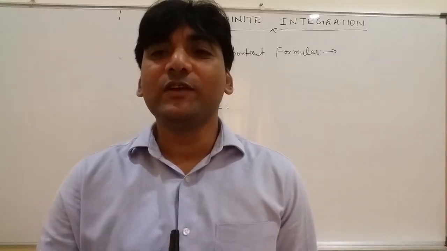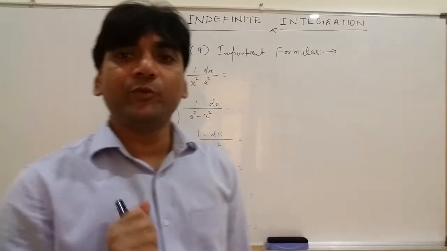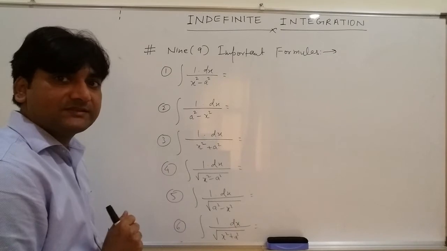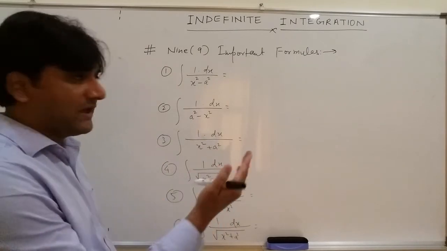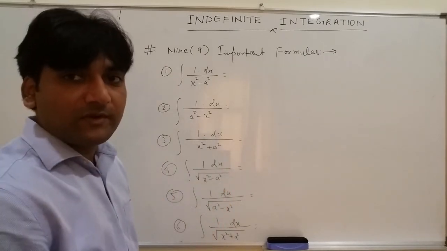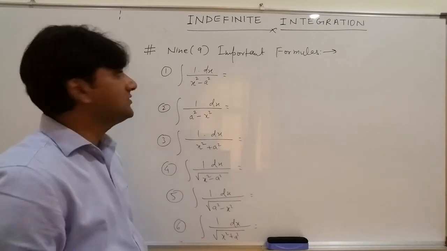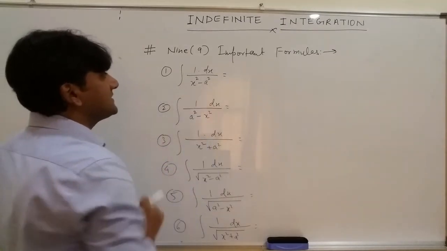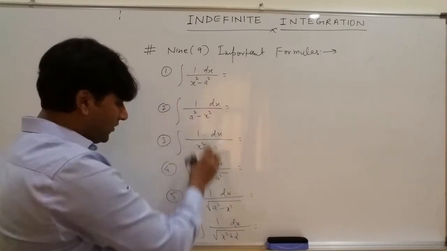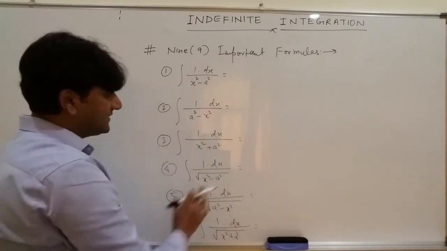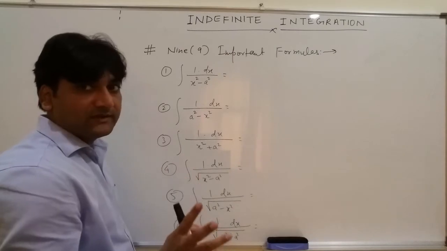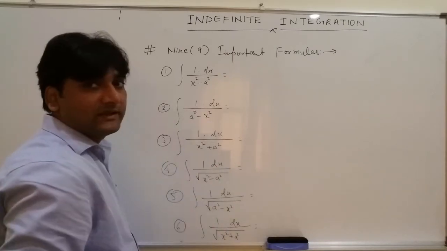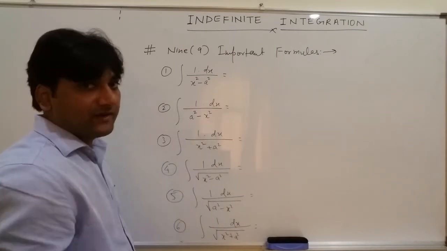Okay, now we are going to learn 9 important formulas which are based on whatever we have learned right now. I mean standard trigonometric substitution. The first is 1 over x square minus a square. So first I will write all formulas. This is 6. After this I will write 3 more formulas. Then I'll give you a technique how to derive that.